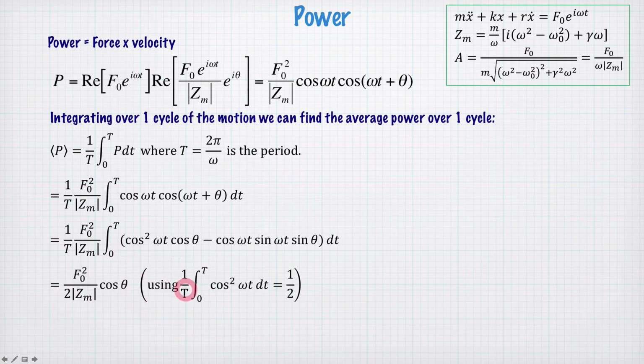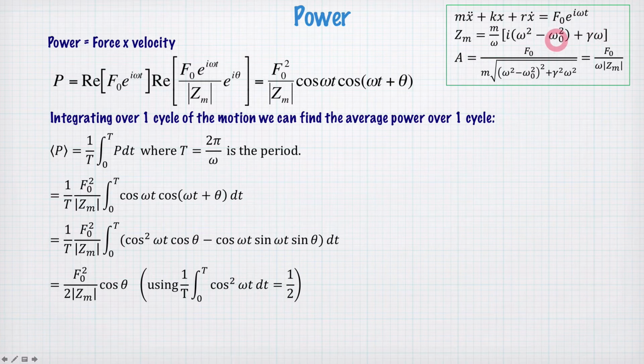So in fact, 1 on T integral from 0 to T of cos squared omega t is a half. So we can use that to replace the integral of cos squared omega t, and we get a factor of 2 down the bottom here and a cosine theta. Now I can simplify a little further by getting rid of the cosine theta, because theta is the argument of this complex number here, mechanical impedance, or the negative argument, but we take the cosine. We don't care whether it's positive or negative.